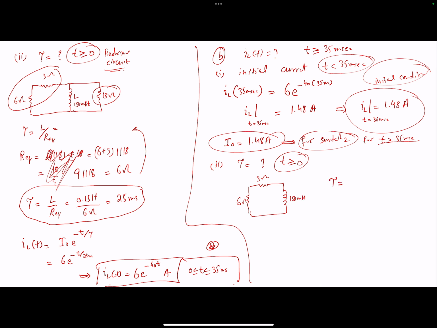So I can easily do L over R equivalent. L is 0.15 Henry divided by 9. The time constant comes out to be 16.67 millisecond. Okay. So I ended up finding both of these things. Now let's just put them both in our equation. Again, our equation of the inductor current was I naught e raised to power minus t over RC. I know the value of RC.